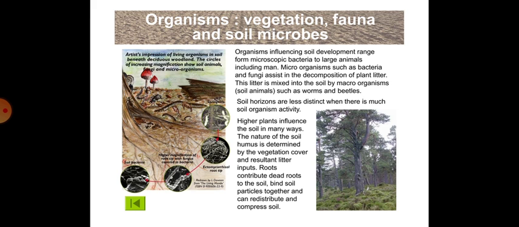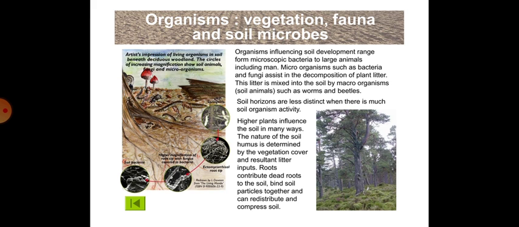So now we'll discuss the organisms: vegetation, fauna, and soil microbes. Organisms influencing soil development range from microscopic bacteria to large animals including man. Microorganisms such as bacteria and fungi assist in the decomposition of plant litter. This litter is mixed into the soil by macroorganisms or soil animals such as worms and beetles. Soil horizons are less distinct when there is much soil organism activity.